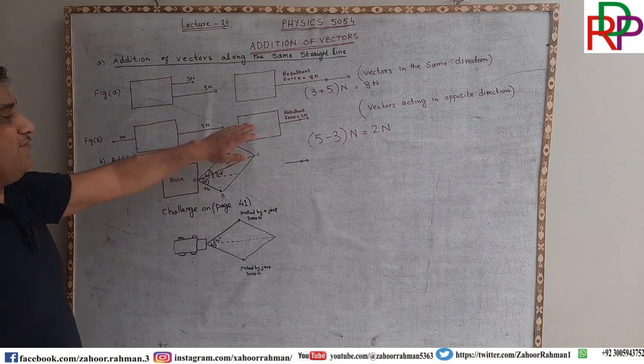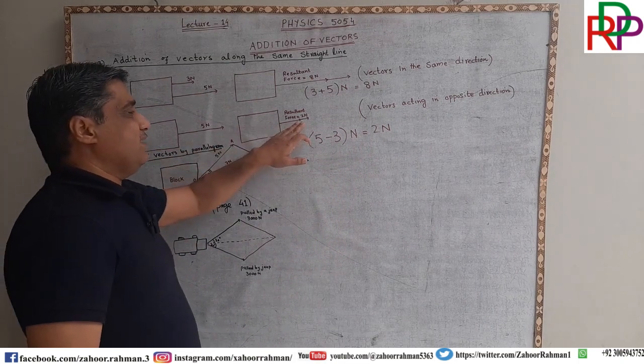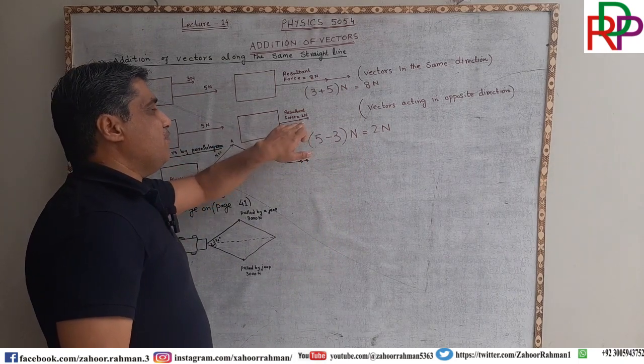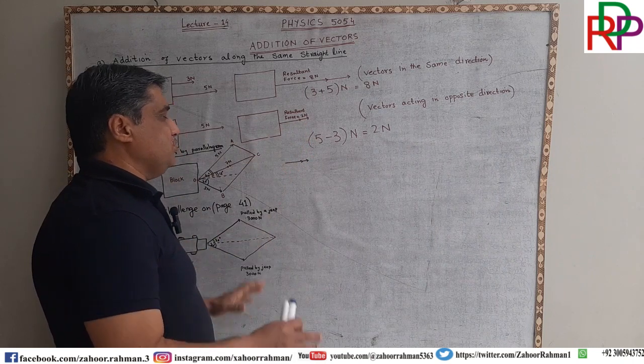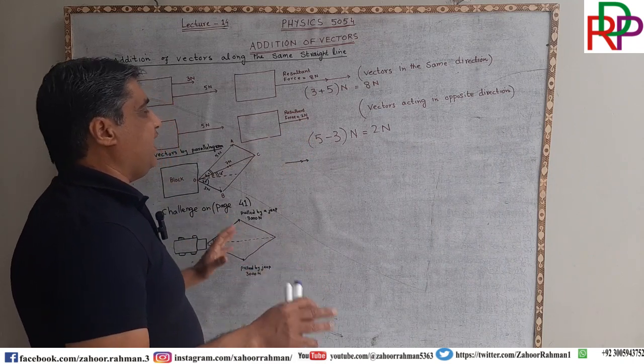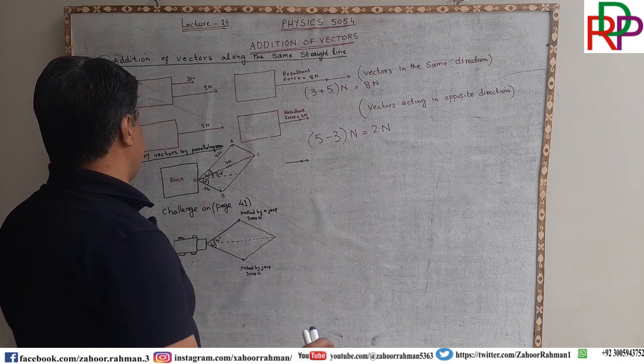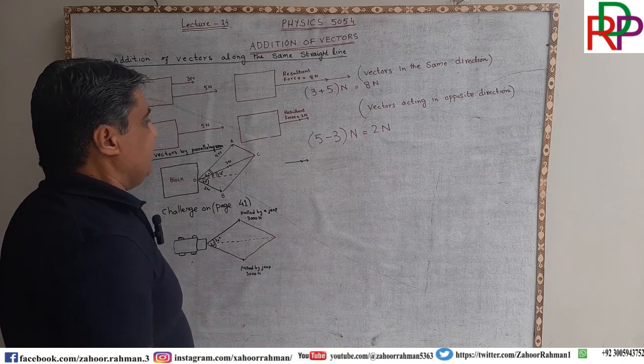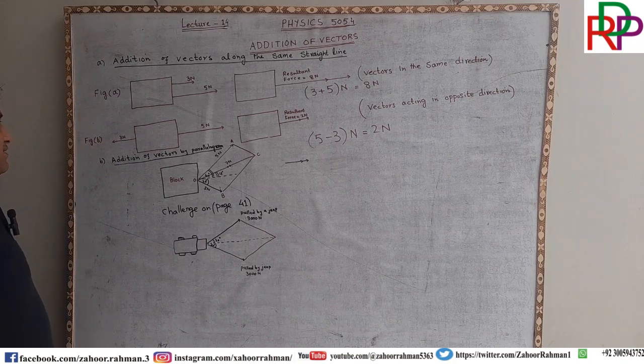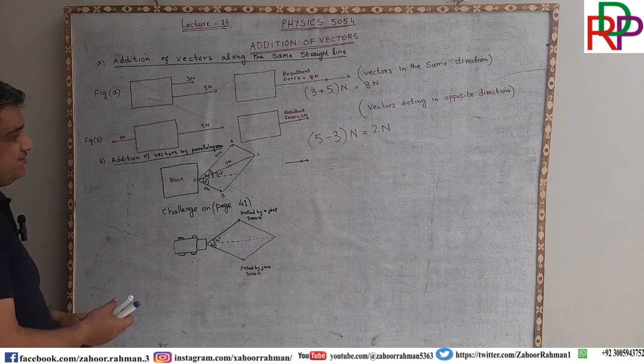So this block will move with the motion of 2 Newton force, under the effect of the force of 2 Newton towards the right. Now, ladies and gentlemen, there is a second way of addition of vectors.